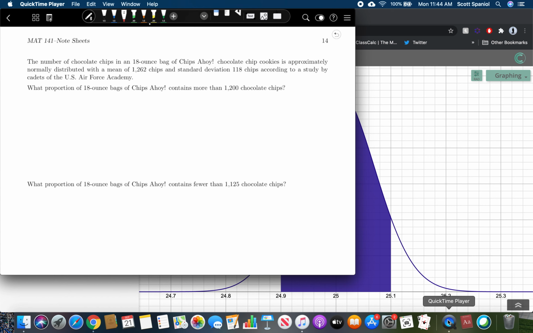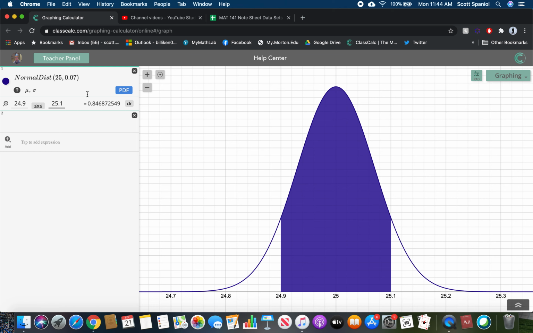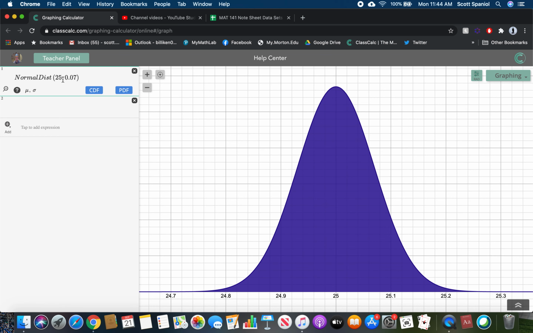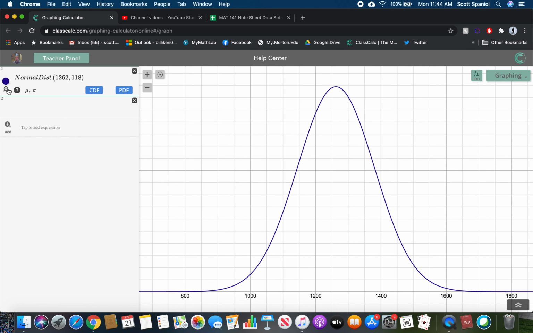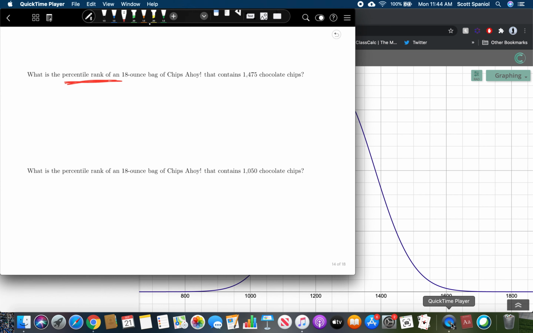So if I go ahead and put in my mean and my standard deviation to get my curve here, we're doing a different one again, so get rid of that information, and put in your new mean and our new standard deviation. If you want to see the graph, you can zoom in on it. There's our new curve. Okay, so then we want to know what is the percentile rank of an 18-ounce bag of Chips Ahoy that contains 1,475 chips.